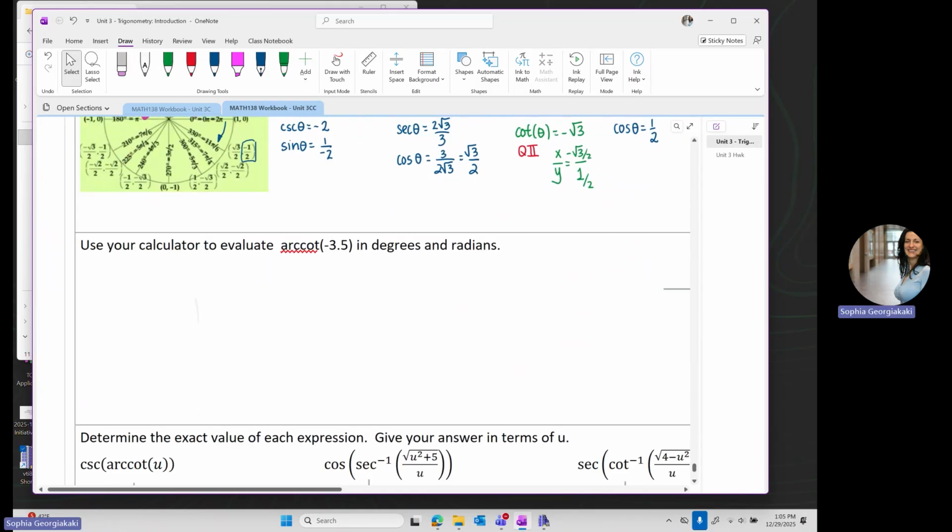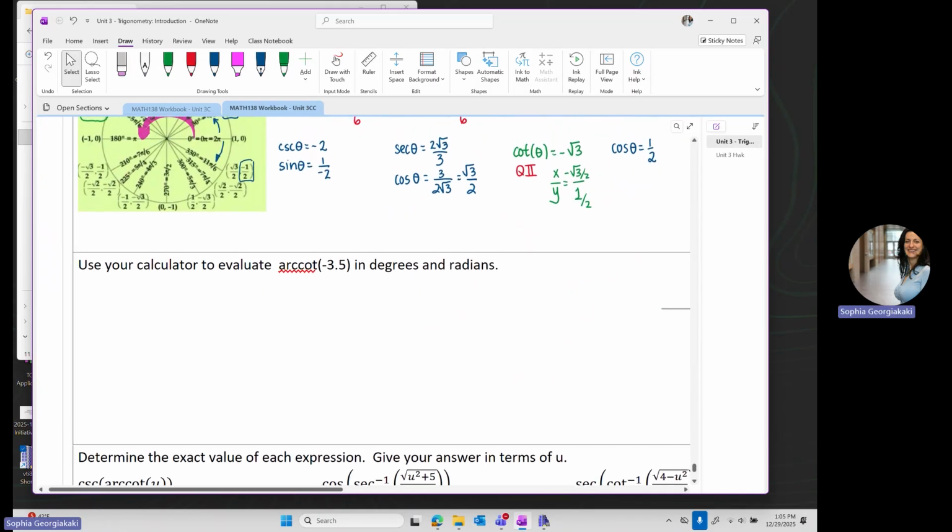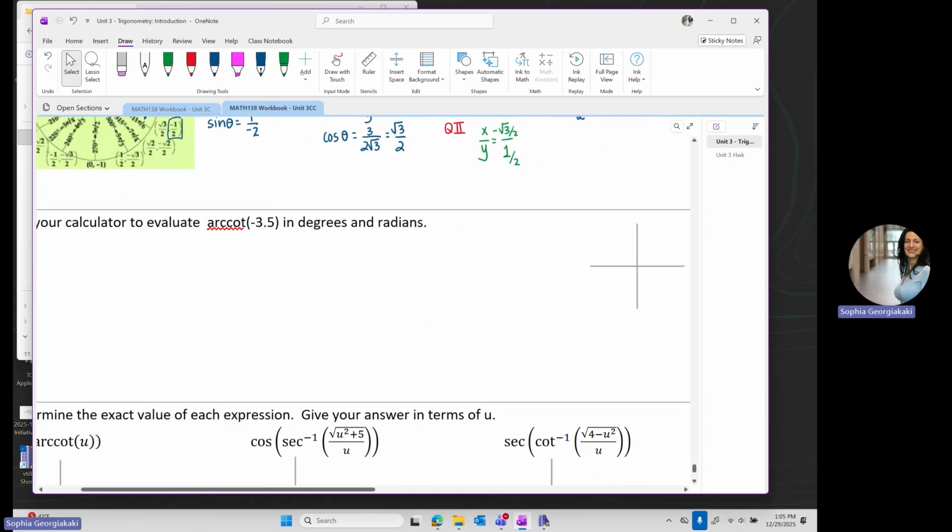Now, if we want to evaluate the inverse cotangent of -3.5 in degrees and radians, we will have to use our calculator. So this is an angle theta that is in quadrant 2, and it has cotangent of theta equal to -3.5. So this angle is this way. It is between 90 degrees and 180 degrees.